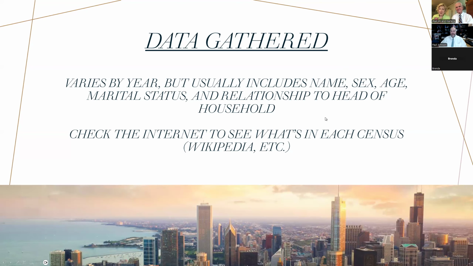The data that they gathered in the census varied by year. There's quite a variety of information that they gathered, but it usually always includes the name, sex, age, marital status, and then relationship to the head of the household. I recommend, if you want to see what exactly each year of the census contains, you can check on the internet, look in Wikipedia or something like that, and it'll tell you exactly what fields were gathered each census. Some are more useful than others, some are very useful, but each one's a little different.